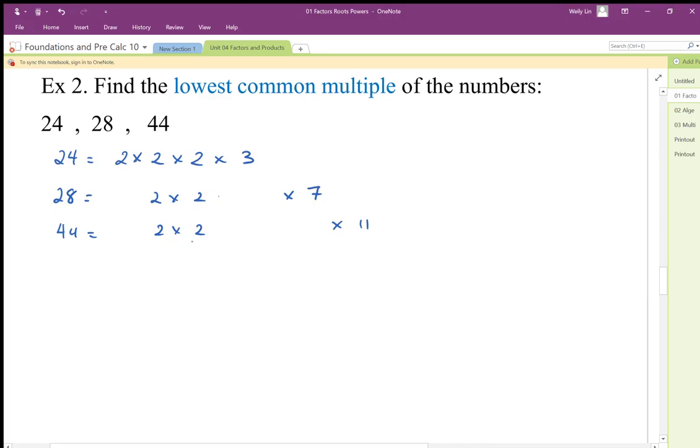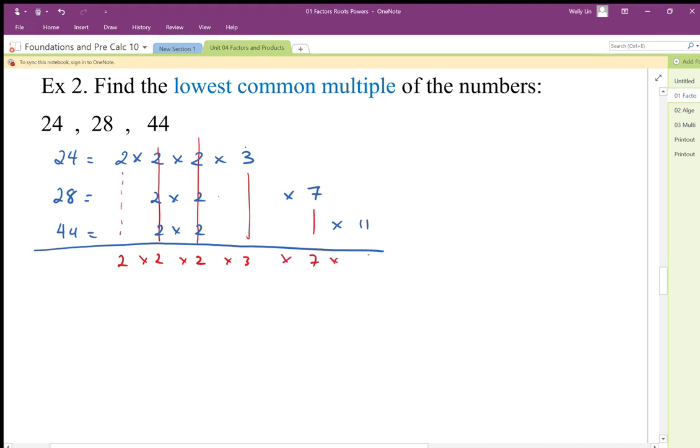So to work out the lowest common multiple, we want multiples, so we want to group together, collect as many multipliers as we can, but we don't want to collect too many because we don't want to over multiply this. And the way we do this is we just take one of each factor, and take one of these 3's, 1 7, and 1 11. And by multiplying all these together, we will end up with our lowest common multiple.